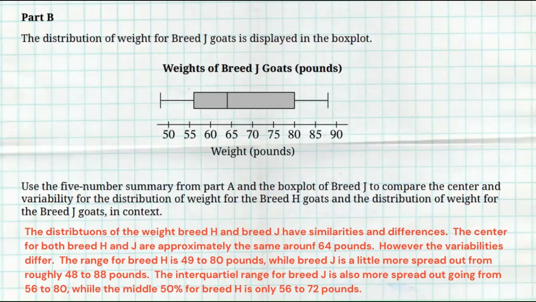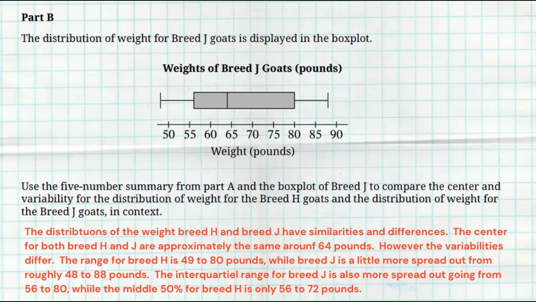So again, what we notice is that the overall spread, min to max, is bigger for breed J, but also that middle 50%, the interquartile range between Q1 and Q3, is also a little bit more spread out. Now, realistically, the biggest thing is that right-hand side. That right-hand side is more spread out for J than it is for H. Other than that, the left-hand side below the median are roughly the same.